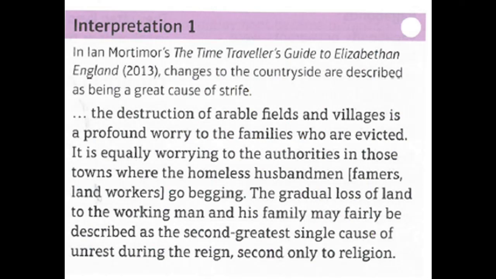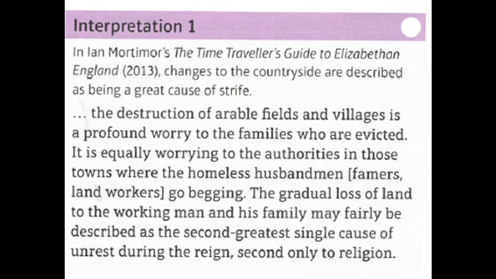Okay, let's have a look at this then. It's from Ian Mortimer's Time Traveller's Guide to Elizabethan England, so it's not a primary source. It's somebody's interpretation, but we use it to get us started on the reasons why poverty increased, see what we can infer from it. So it says the destruction of arable fields and villages is a profound worry to the families who are evicted. It is equally worrying to the authorities in those towns where the homeless husbandmen, that's farmers, land workers, go begging. The gradual loss of land to the working man and his family may fairly be described as the second greatest single cause of unrest during the reign, second only to religion.